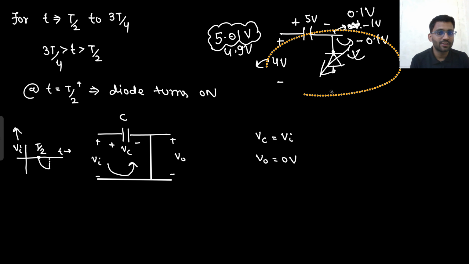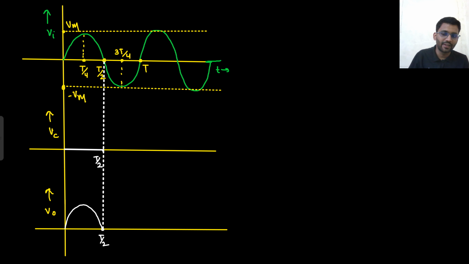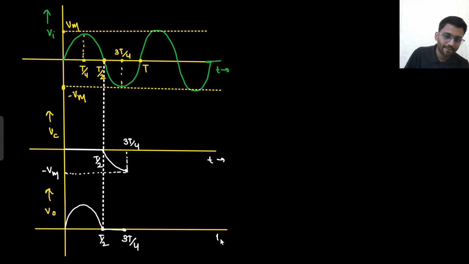Now for T by 2 to 3T by 4, what was happening? Your Vc was getting charged in the negative direction. So your Vc was getting charged like this. So till 3T by 4, it has charged to some negative voltage that we can call minus Vm, or minus 5 we can take. And till that time, your V0 was 0 only. So for 0 to 3T by 4, your V0 was 0 only. Now your capacitor is charged to minus Vm.